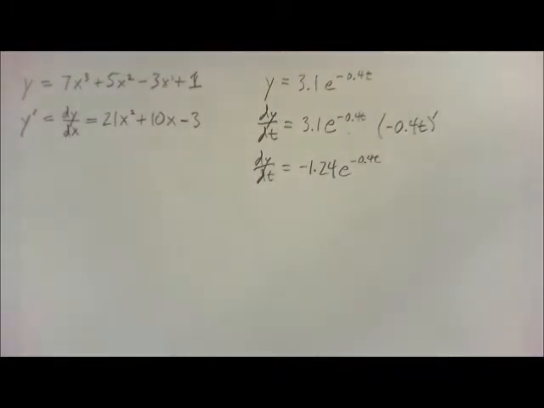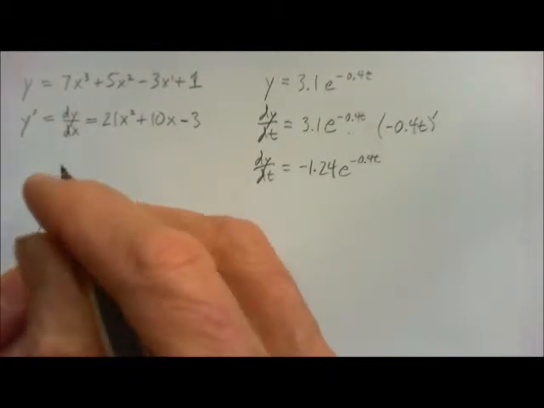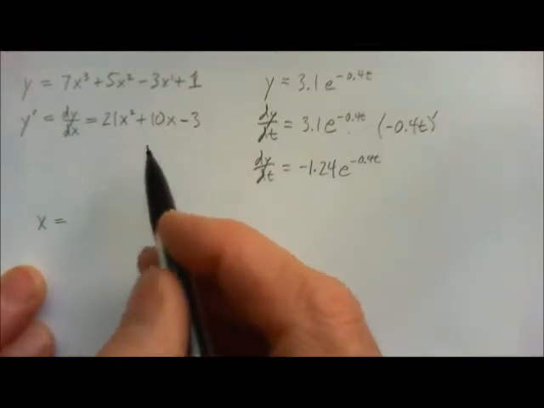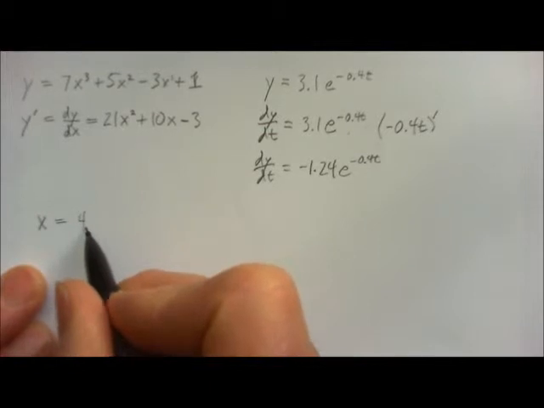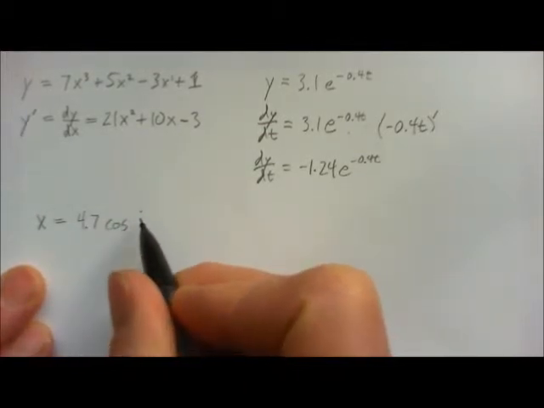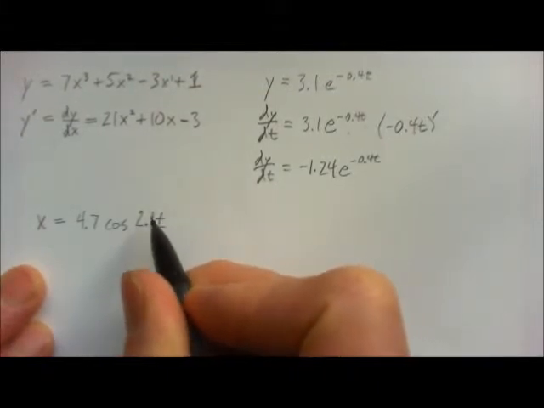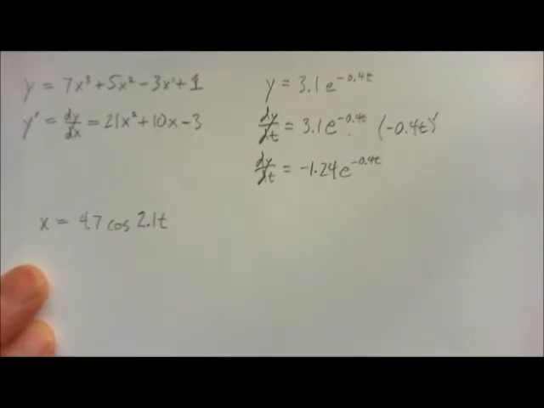The one last derivative I'd like to do in this particular section is, let's suppose we have something like x. X can actually be our dependent variable. You're used to it as an independent variable. But let's say that x equals 4.7 cosine of, say, 2.1t. Okay, so we want to do the derivative of this.